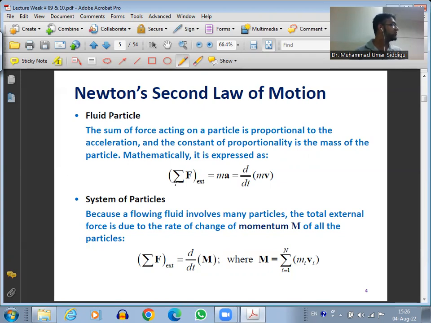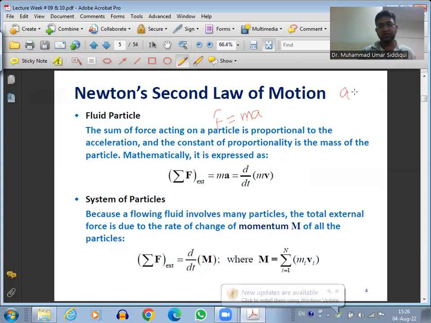What is Newton's second law of motion? There is a specific equation defined by it, and that equation is F equals ma. Very common equation. Now we're just going to work over this equation so that we develop something related to the momentum. Now, what is acceleration? Acceleration is the differential of velocity with respect to time.